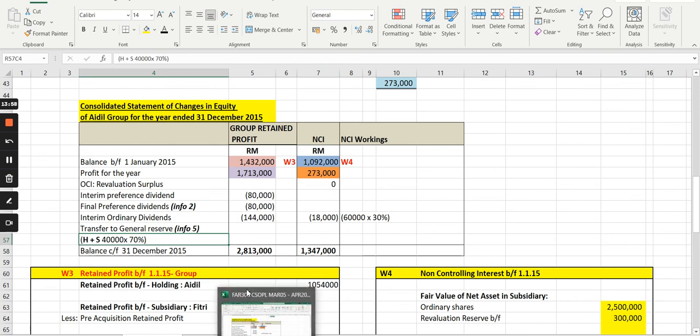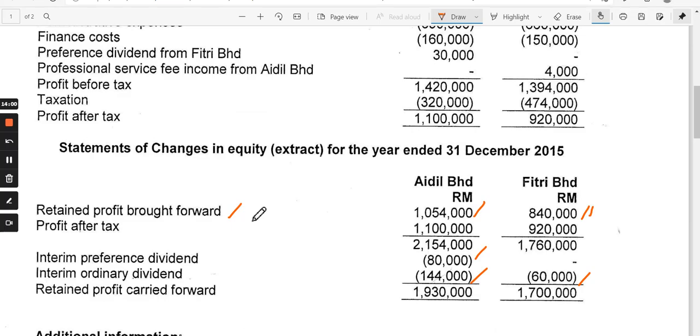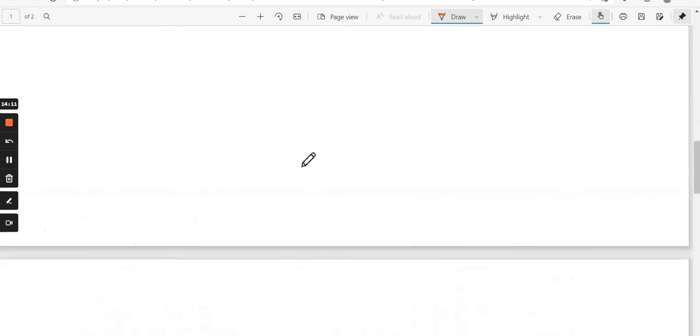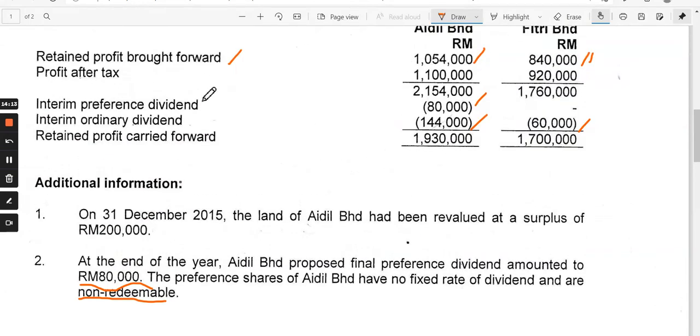Next is the transfer to general reserve. So you will see that there is no additional information on that. None. Yes, there is additional information. Sorry about that. This one, 40,000. So what you need to do is take the transfer to general reserve and the share of the parent in that transfer.